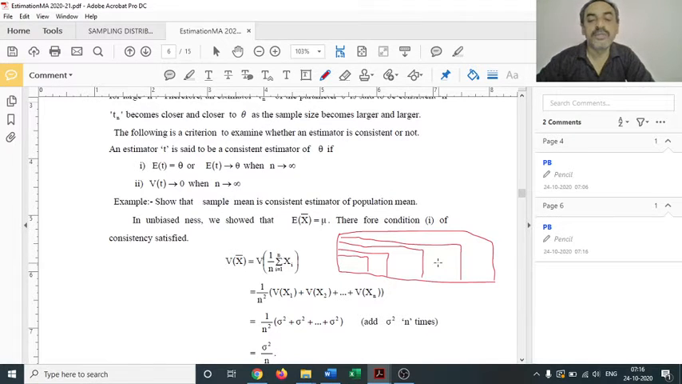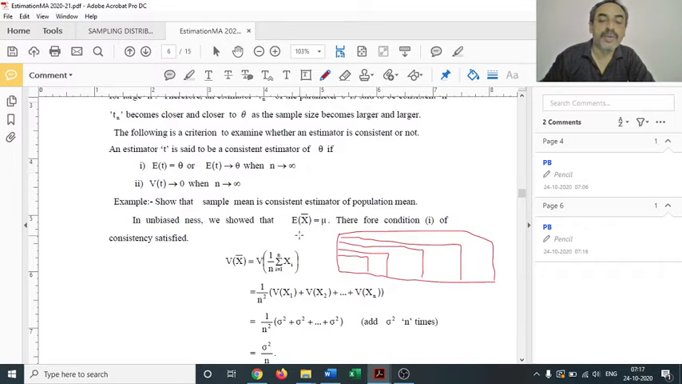We can illustrate with the help of an example. Here again we consider sample mean to examine consistency. So E of x bar equals mu. It is already proved along with unbiasedness. So here an estimator is said to be consistent if E of T is equal to theta, or E of T tends to theta when n tends to infinity. Secondly, variance of T tends to 0. So these are the essential properties that an estimator has to possess for the property of consistency.